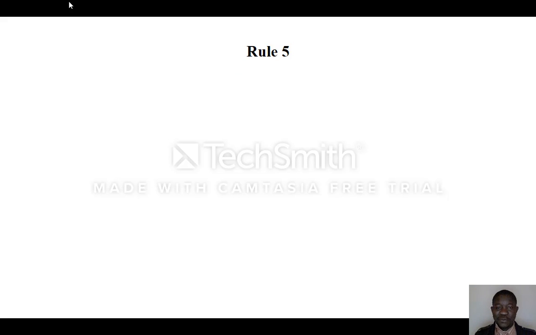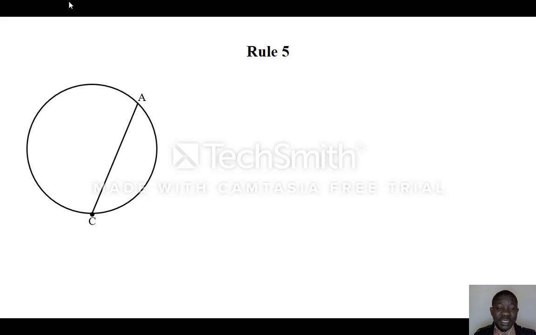Now, let's look at rule 5. If I have this to be my circle, I have this to be my point C, then I have another point A, which we join to get the line AC. Then I have another line ED, which is tangential to the circle. If we have this, then that's what we call the tangent. If I have this angle to be A, then we have another point B which is joined to the point C to get a line BC. Then let's call this angle B.